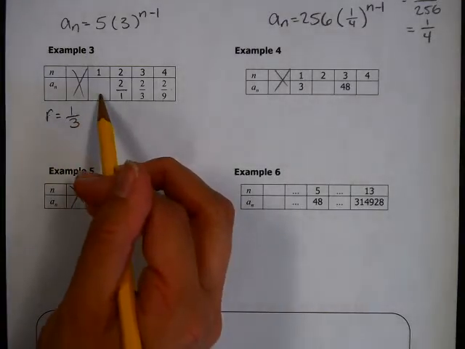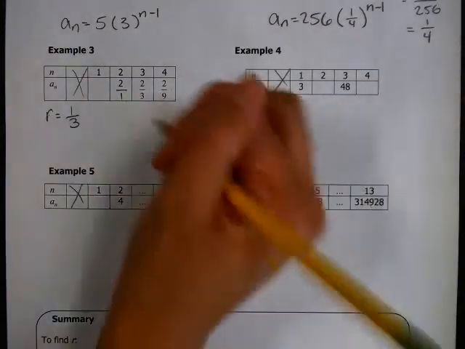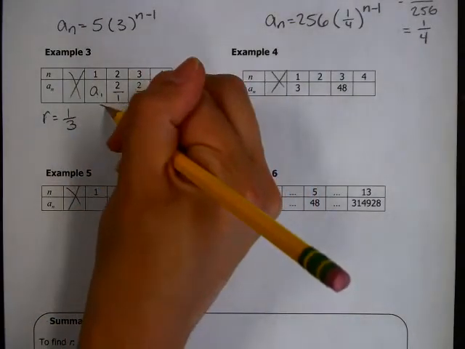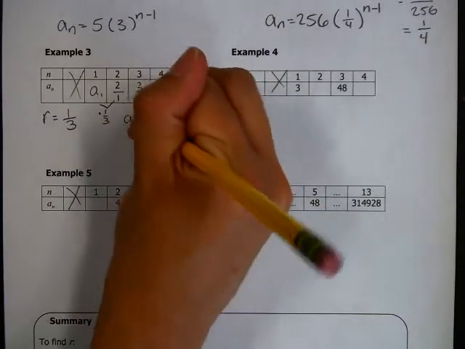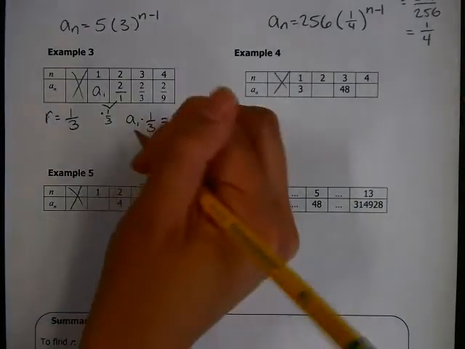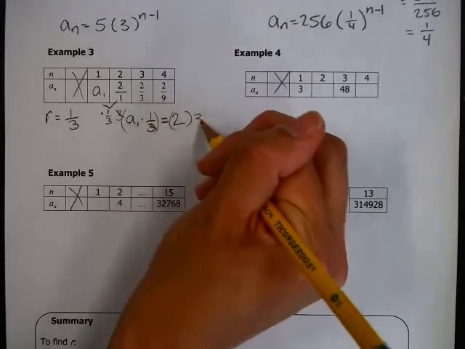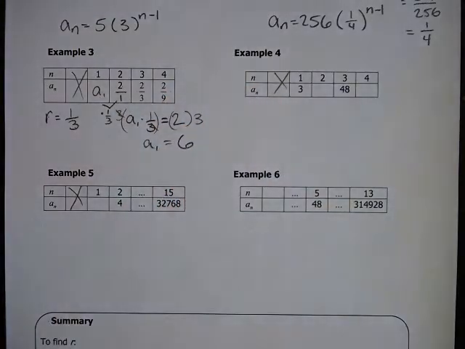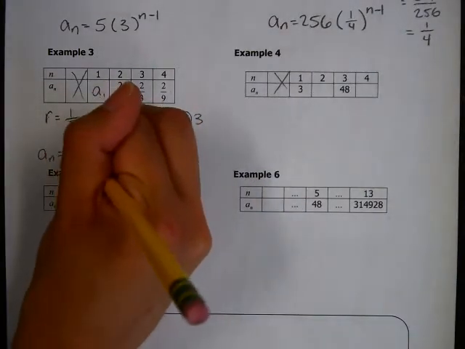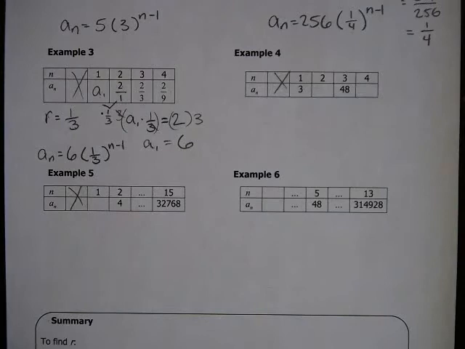But they don't give us that first term. So we could work backwards, and if you figure that out, that's awesome. But if you're having trouble, our first term would go in this box. We would have to multiply it times 1/3, and we would end up with 2. Now you have an equation. We could solve this by multiplying by 3 on both sides. So our first term is 6. Our formula, a sub n equals a1 times r to the n minus 1.